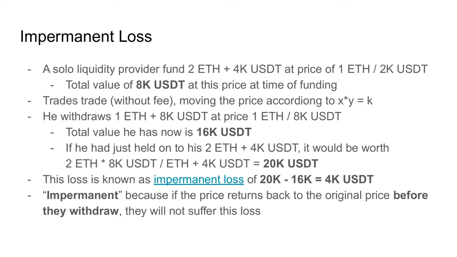And that may seem like, wait, didn't I gain value? I seem to double the amount of value. But you realize that if I had just kept my 2 ETH and 4K USDT, if I didn't deposit into the liquidity pool and it didn't get traded around, I would actually have 20K USDT worth of assets. So this calculation shows that by putting my assets in this liquidity pool, I've actually made a loss of 4K USDT.